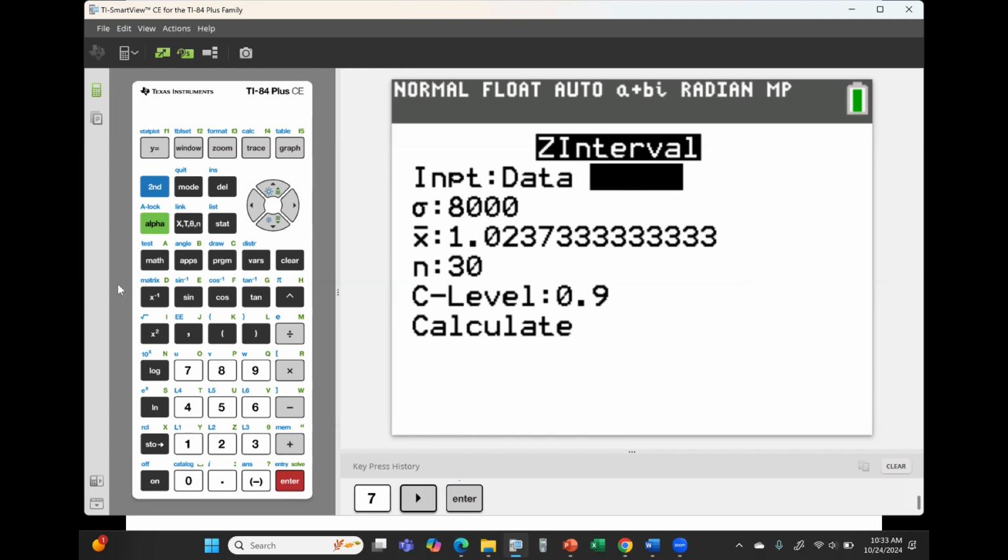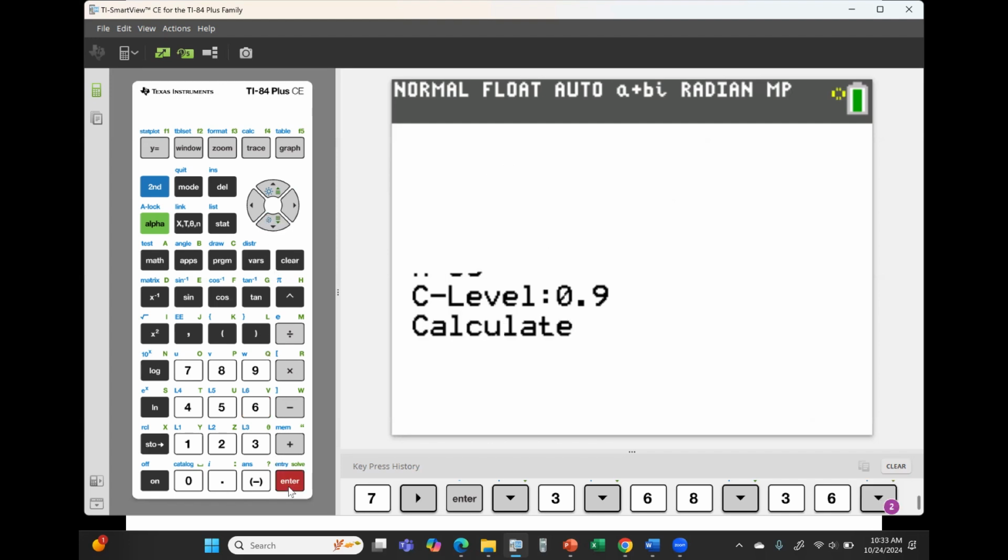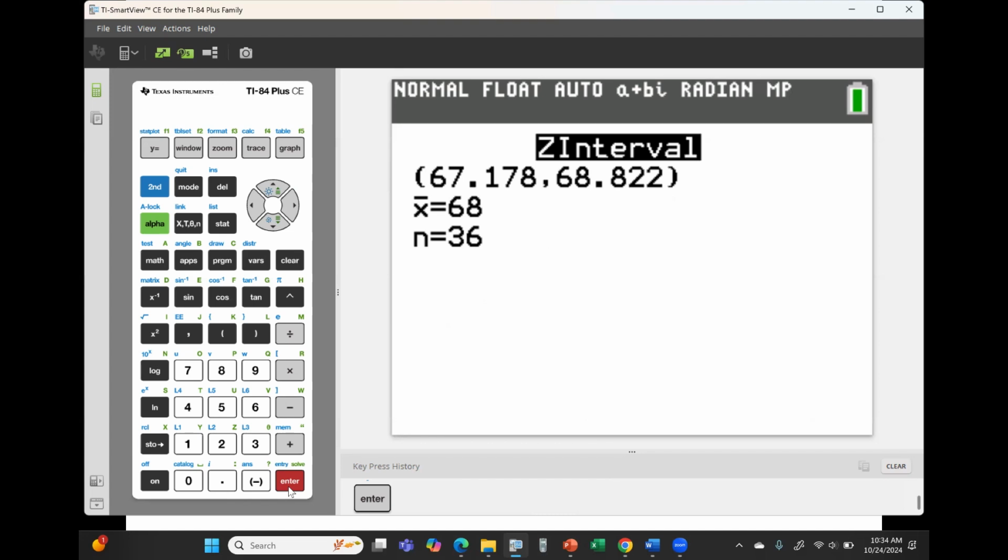Okay, what was the standard deviation? Was it 3? Yes. And I don't have to put 3 divided by the square root of n. I just put in 3. And what was my X bar? Was it 68? What was my sample size? Was it 36? Am I using a 90% confidence level, 0.9? Is that what we got before?